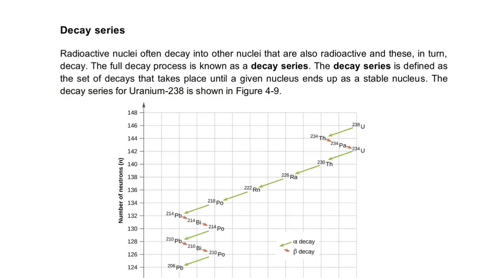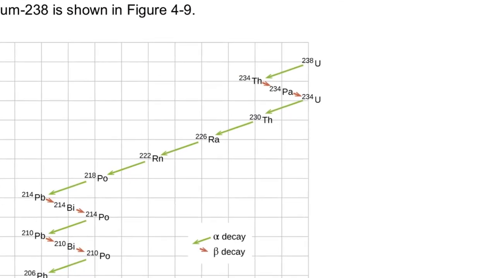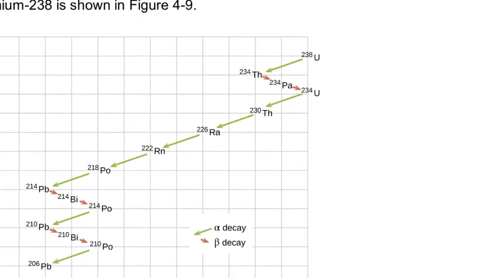Here is another very important concept in nuclear physics, and that is of decay series. A decay series is where radioactive nuclei decay into other nuclei that are also radioactive, and then these in turn decay further. So for instance, in this particular example, we have uranium-238, which decays by means of alpha decay to thorium-234.